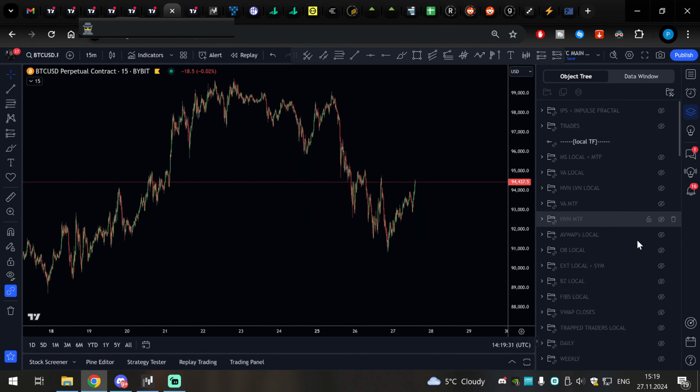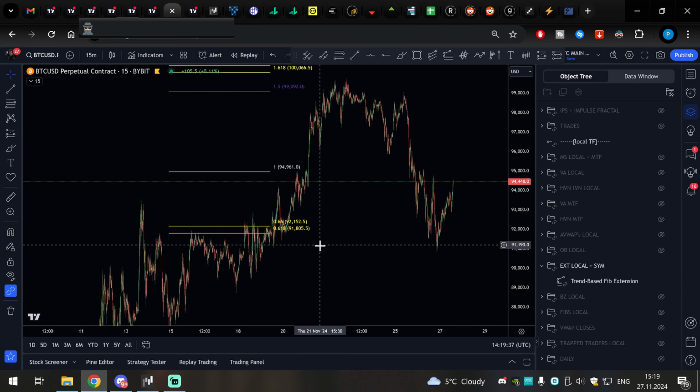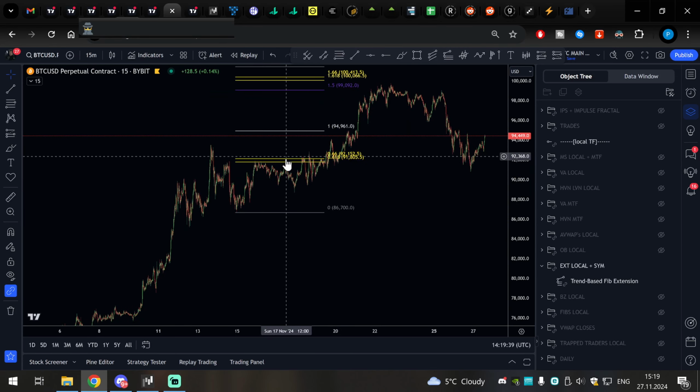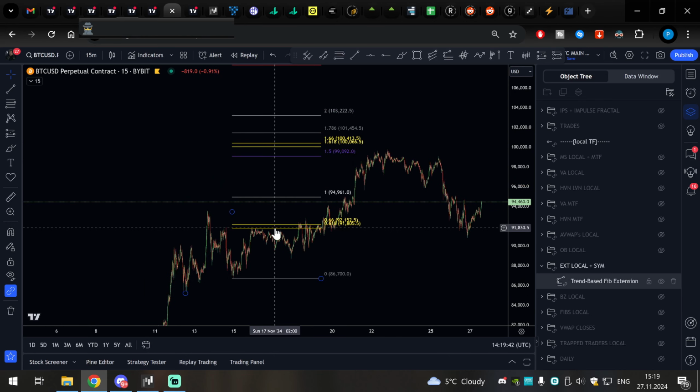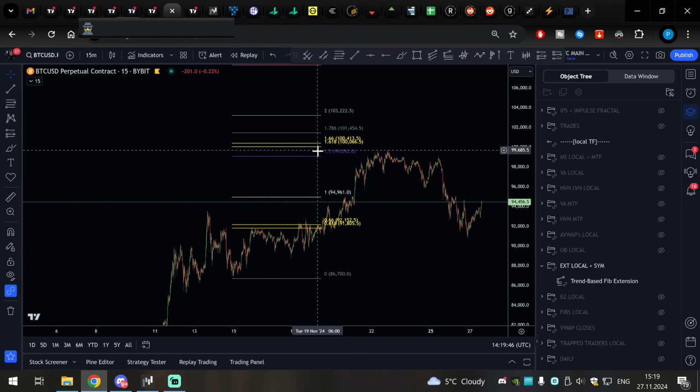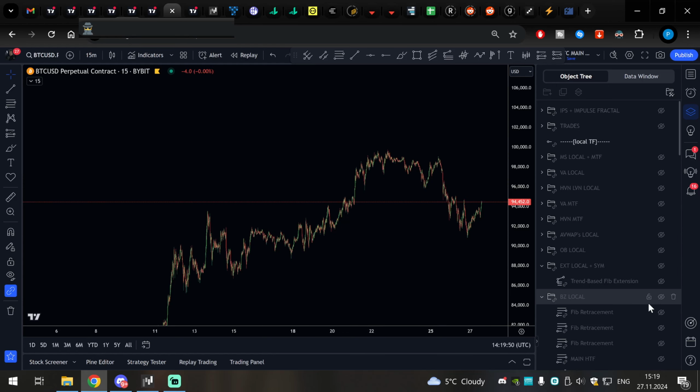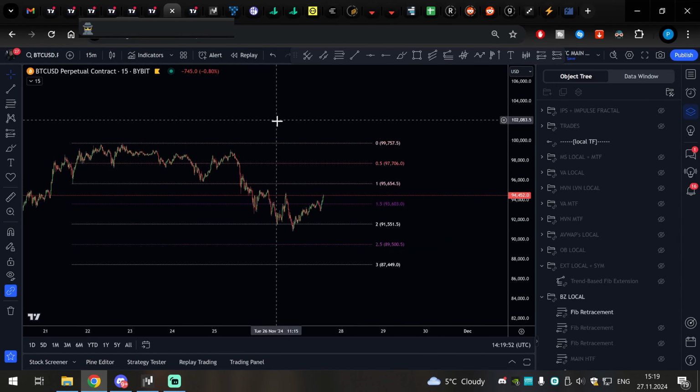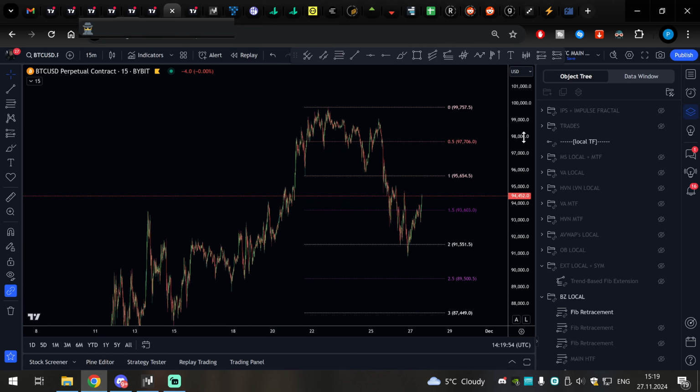Okay, we can turn off the trades. Extensions. Uptrend, these were uptrend targets from this pool. This golden zone 1.5 stopped us, but this is not important for us here. This is the balance zones we are tracking.